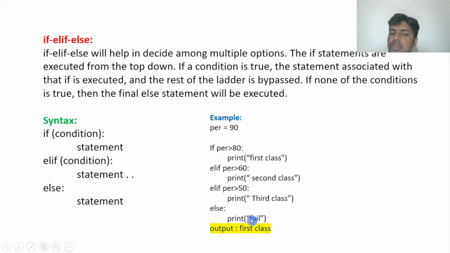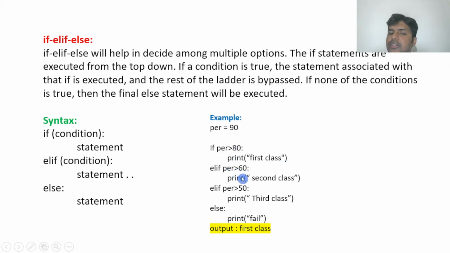Okay, or you can also keep it as a pass. We can give it as a pass, right? So if I give percentage 90, it will execute the first statement. If the first condition is satisfied, it will print the first statement and come out of the program. If the first condition fails, then only it will go to the next.